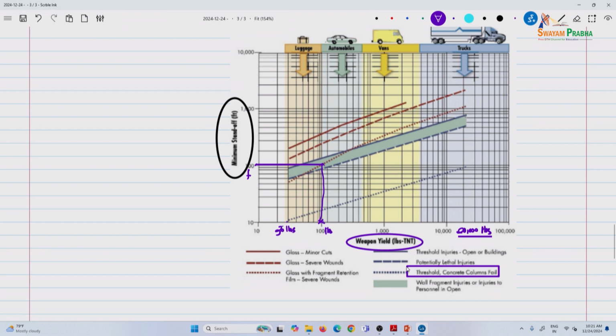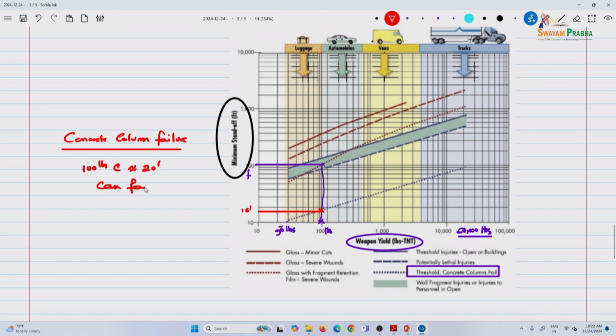So for the same thing, for a column to fail, you must be at about, let's say, 18 feet for 100 pounds. So let's say in this case a concrete column, something to take away from this graph. There's so much to absorb, but one thing to keep in mind: 100 pounds at about 20 feet can fail concrete columns.